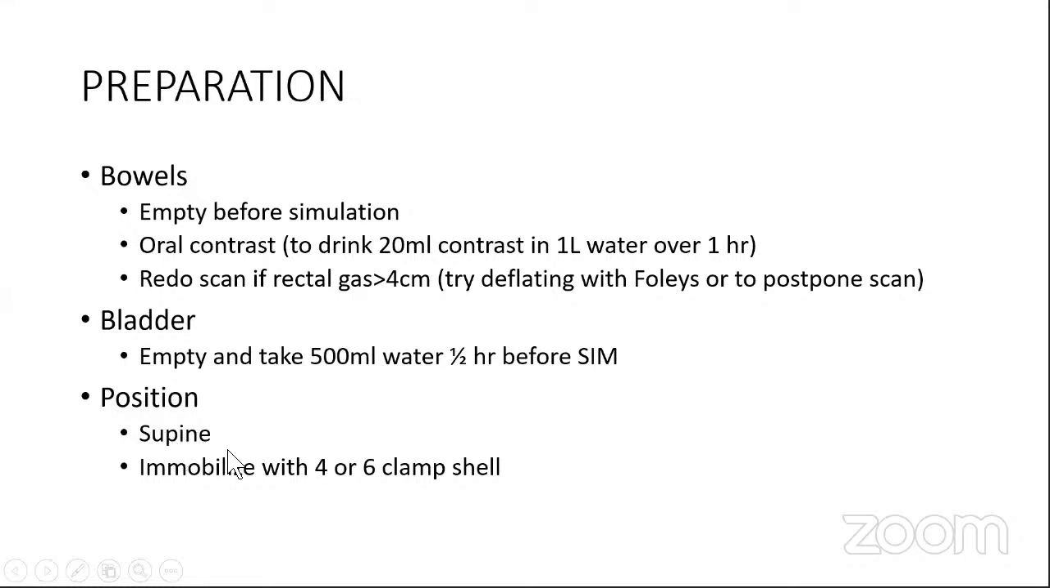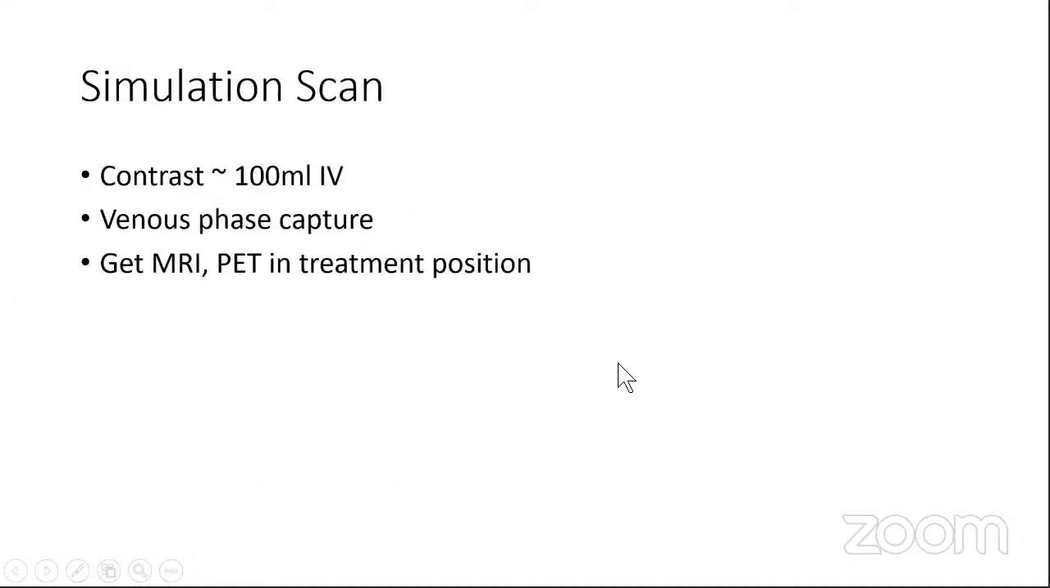simulation scan. Position is going to be supine, and we are going to immobilize the patient with a 6 clamp or a 4 clamp one. A 6 clamp might be very tight over the inguinal region, but it's a personal choice, so let's leave it up to the institution. The scan is taken with up to 100 ml of IV contrast, usually 1 ml per kg. So that's around 70 or 60 ml for standard patients, but we can go up to 100 ml IV contrast. The scan is in venous phase. Arterial phase might not be as good; venous phase is better so that the retention of contrast by the tumors or the nodes is better captured.